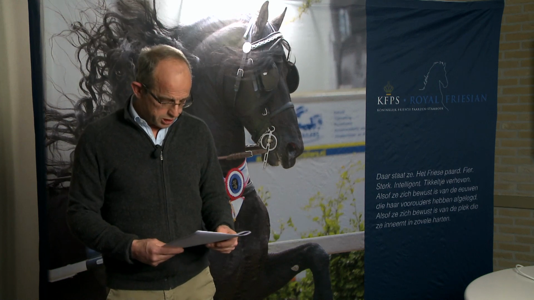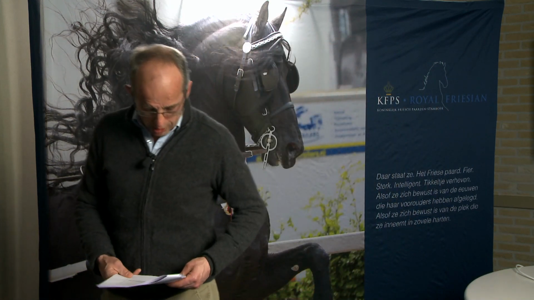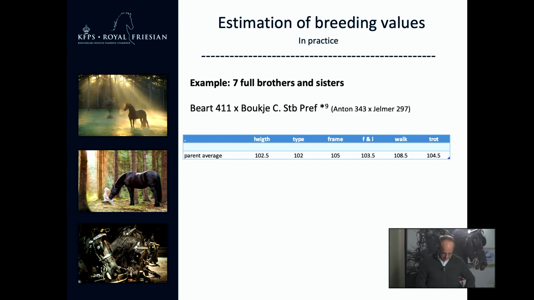And I thought it was good to have a little example for this, and this is actually a well-known example. We have one mare that was mated to the same stallion 7 times. It's the mare Boukje C. She is a studbook mare that is prevalent with 9-star offspring, and she has 7 offspring by Beard, who are all judged. There are still 2 younger ones coming, but 7 of them have been judged.